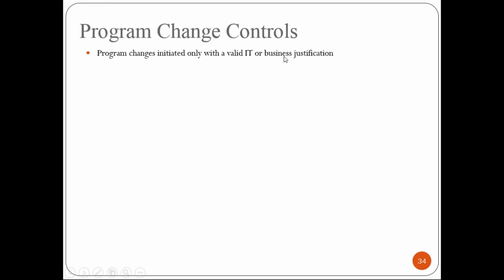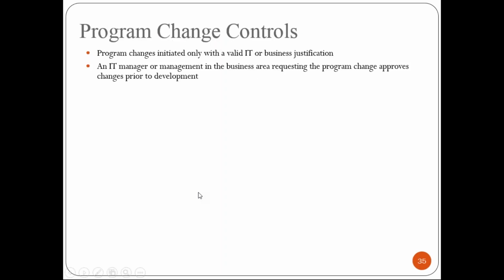There should be a business justification for a program change. If you don't have a business justification or an IT justification, you should not have changes being made just to check what-if scenarios and stuff like this. Companies have a bad habit of sometimes making a program change just to see what that looks like. You need to have some justification on a business or IT level. You need to have management somewhere in the business area requesting the program change. Don't let IT make changes that they think the business needs. The business needs to be the instigator of these changes.